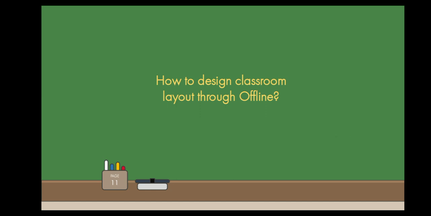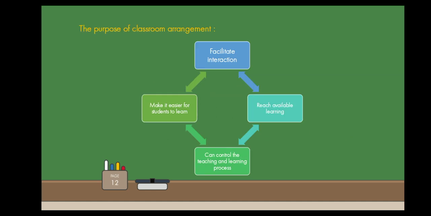The objectives of this classroom arrangement include, first, to facilitate interaction between teachers and students as well as between students. Second, students can easily reach available learning tools or resources. Third, students and teachers can easily move from one part to another in the class. Fourth, it can make it easier for students to study individually, in pairs, or in groups.